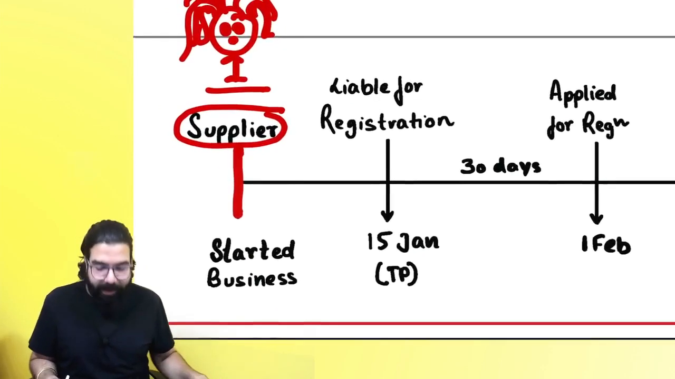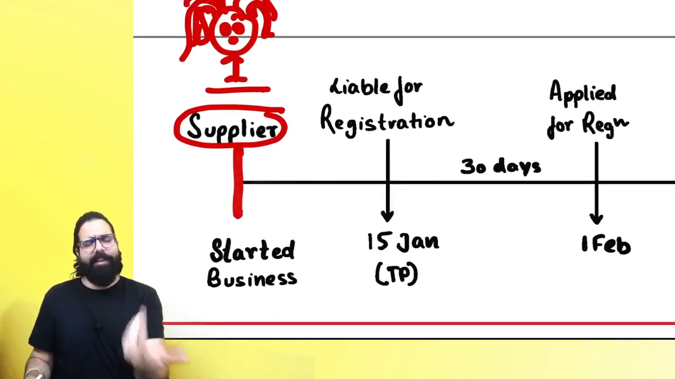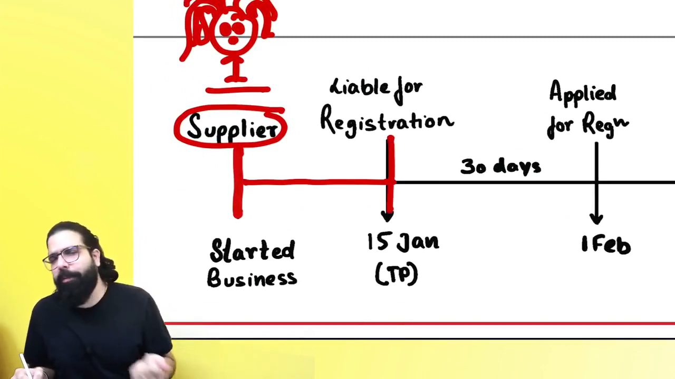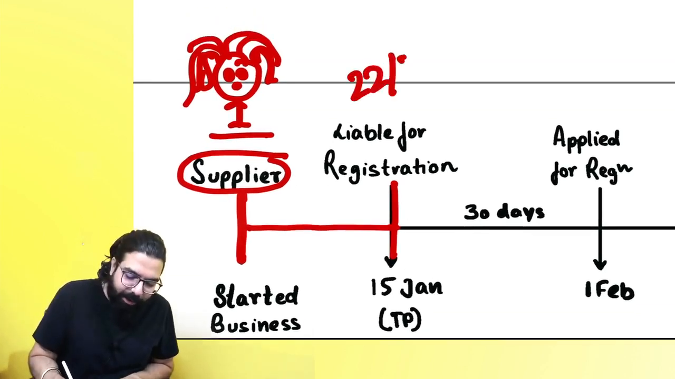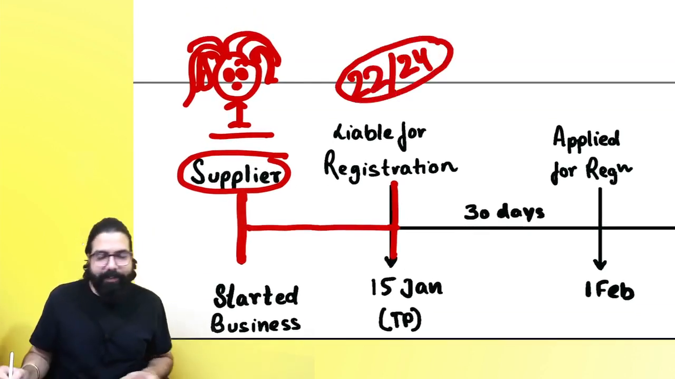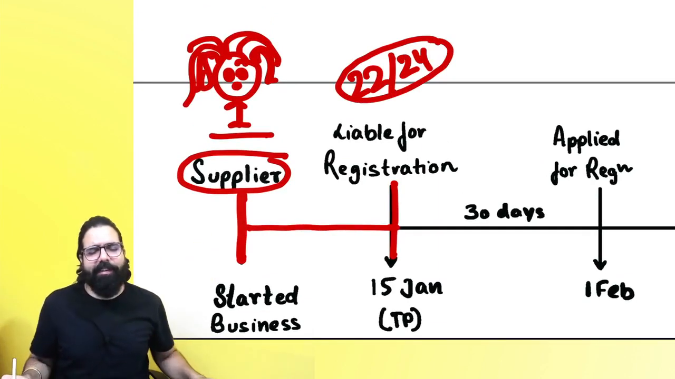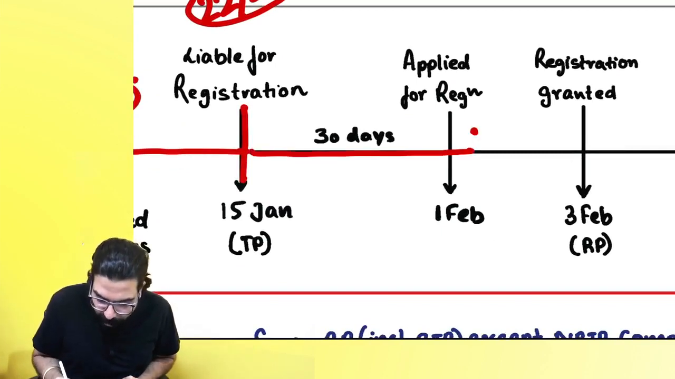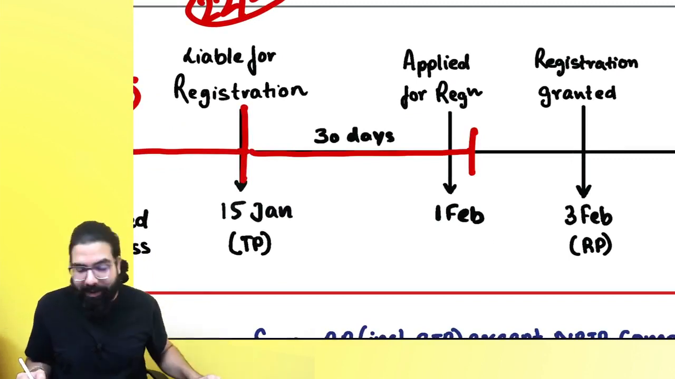He is a supplier. When you start your business, you don't take registration, correct? So now what happened? One day you become liable. Do you remember when you become liable? You become liable under section number 22 or 24. Yes, sir. We become liable under section number 22 or 24. In our registration chapter, we learned that once you become liable, you should apply for registration within how many days? Sir, 30 days. You become liable, you should apply within 30 days.